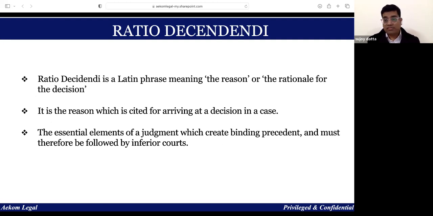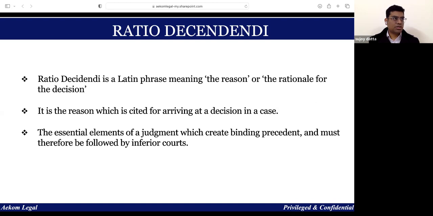And we will see this problem when we go through the three judgments that we are discussing today. The issue is that ratio decidendi means the reason or the rationale for a decision. It is the basis, the logic, the analysis of law or facts on the basis of which the decision has been given either in favor of one party or in favor of the other. It is the essential element of a judgment which creates a binding precedent.